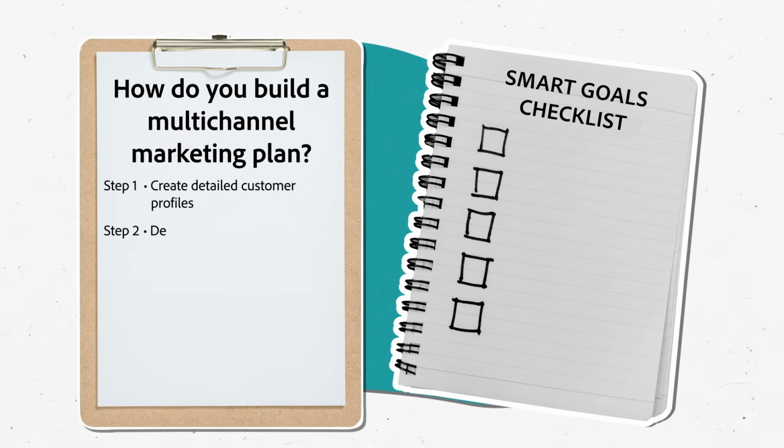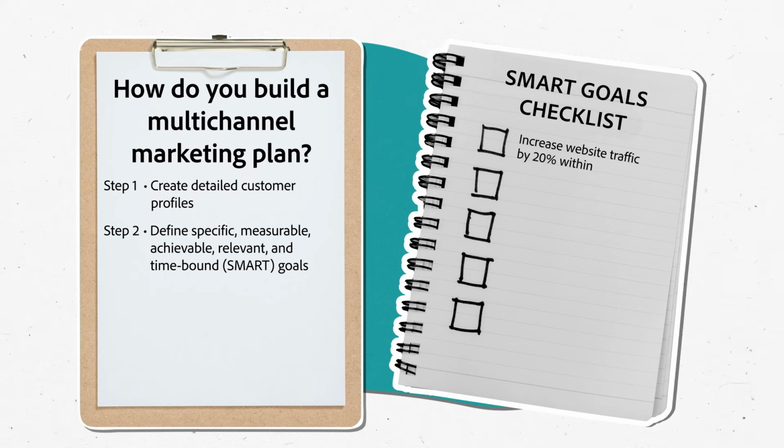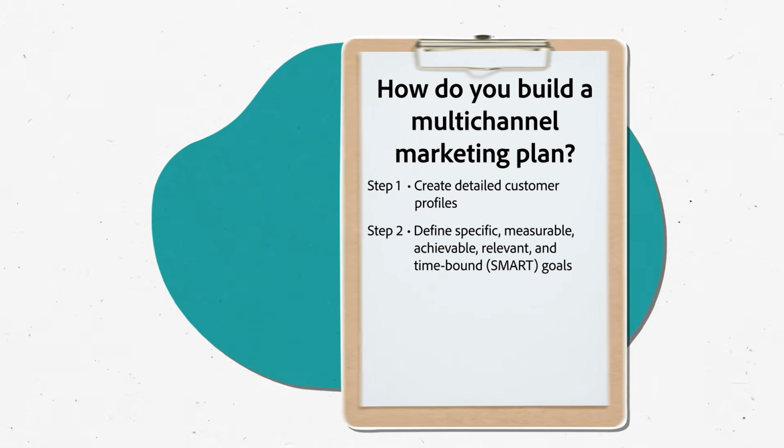Step 2, define specific, measurable, achievable, relevant, and time-bound, so SMART, goals. For example, increase website traffic by 20% within 3 months. Generate 100 leads through social media campaigns this quarter.